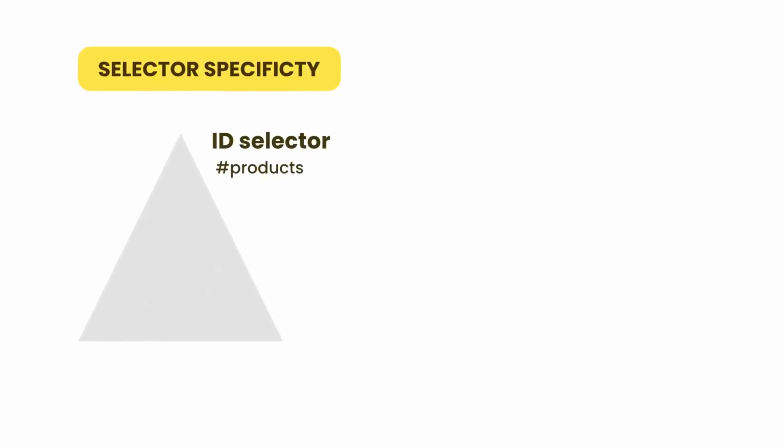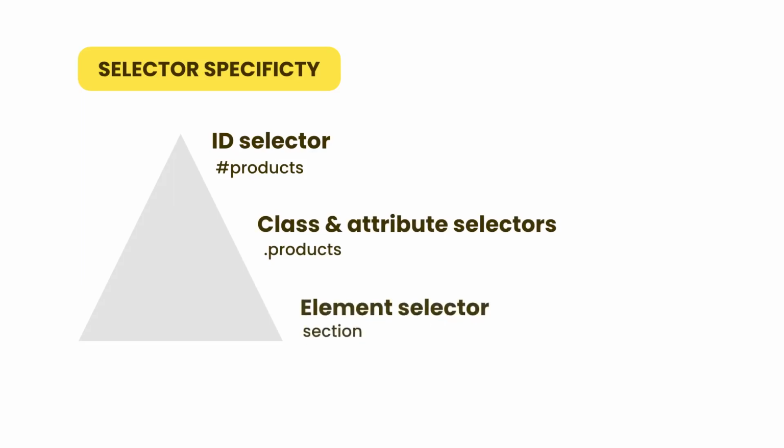Each selector has what we call a specificity or a weight. If multiple rules target the same element, the browser will apply the rule that is more specific. Now look at this triangle. This is what I call the specificity triangle. At the top of this triangle, we have the ID selector, because as you know, we cannot have two elements with the same ID. So the ID selector is very specific. It can only target a single element. Below the ID selector, we have class and attribute selectors. These selectors are less specific because we can have multiple elements with the same class or attributes. At the next level, we have the element selector because we can have many elements of a given type.